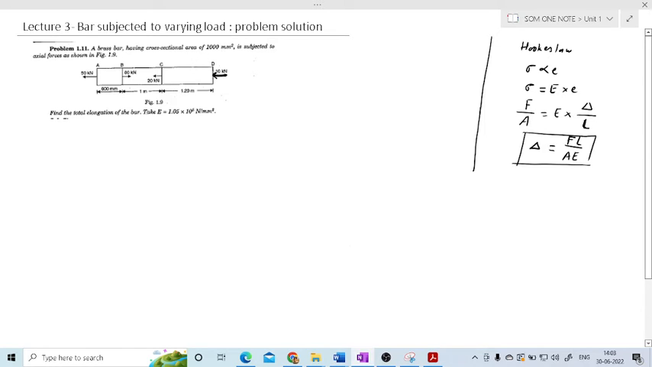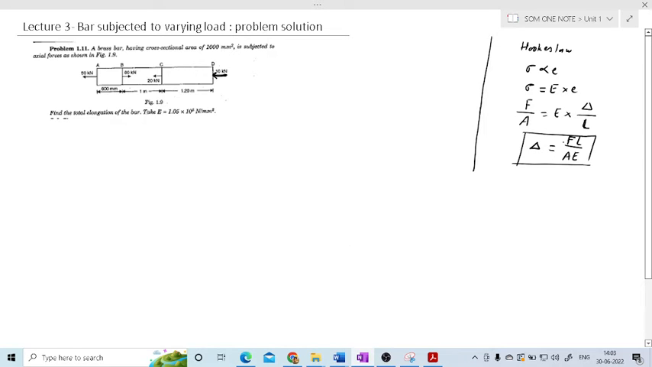Now just read out the statement of the problem which is given. A brass bar having cross section of 1000 mm square is subjected to axial forces shown in figure. So they have given the number of forces along with the lengths, and they have already provided the cross section. Find out the total elongation of the bar, and for that they have given the value of E. Now to solve such numericals, see here, in the AB section the force value is different, in BC section the force value is different, and in CD section the force value is different. And we know the formula for the elongation, so delta is equal to FL by AE.